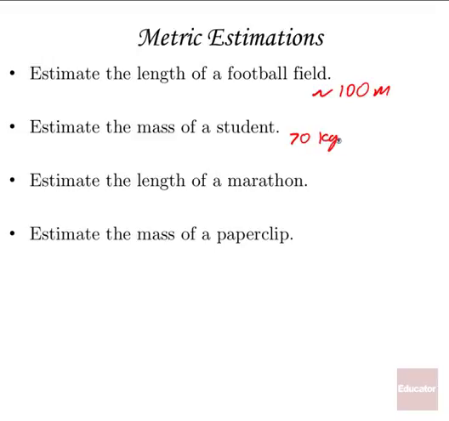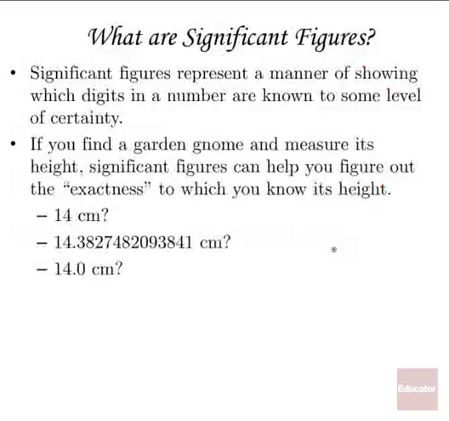Length of a marathon, somewhere in the ballpark of about 40, 42 kilometers. Or the mass of a paperclip, I think we mentioned this one previously, somewhere in the ballpark of about 1 gram. So as you walk around, see different objects, see if you can't take an estimate of what their mass, their length, their time is in various units. A useful skill.